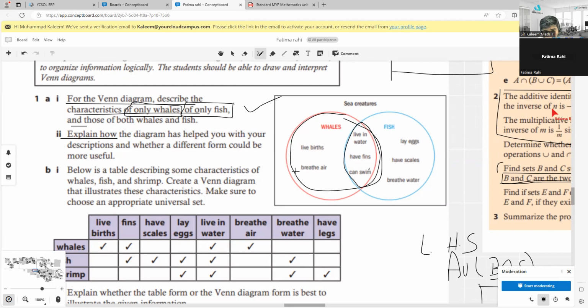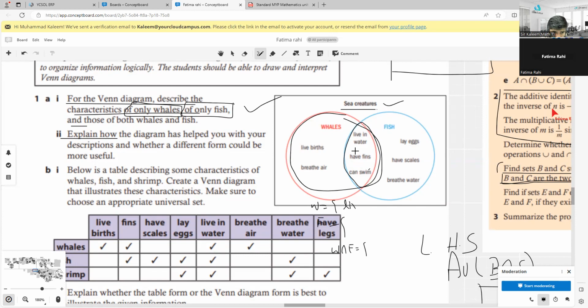Another form like tabular form may be more useful because from that we can clearly say... no, this one is very useful because here we have common points also. If we take tabular form, we have to write an intersection. Suppose in the whale set we have to write live birth and all the properties of whales, and then you have to make a set for fish in which you write all the properties of fish only, and then you have to take an intersection of whale and fish. That will be a separate part. This is the best explanation method.